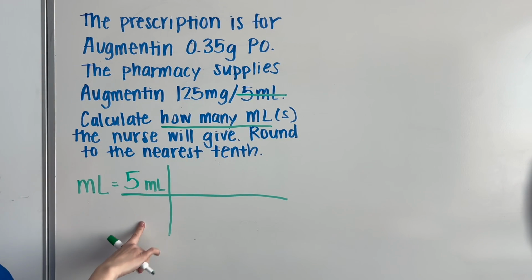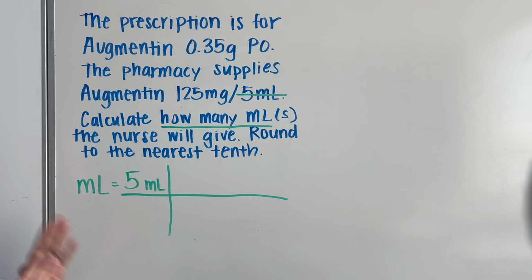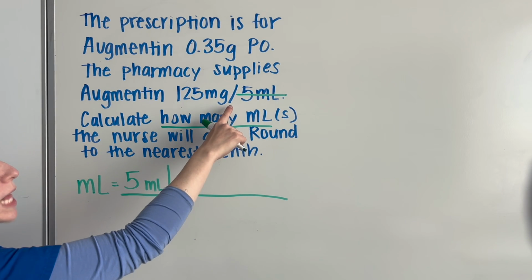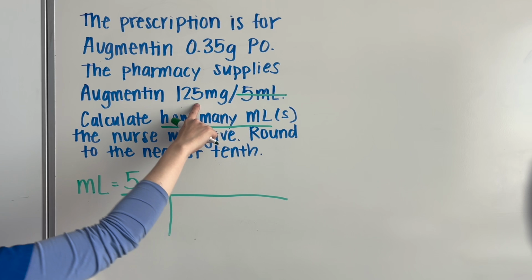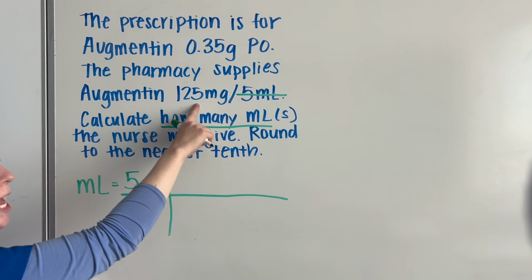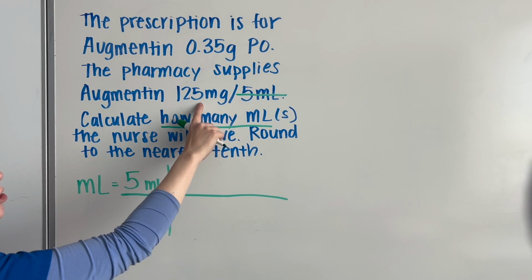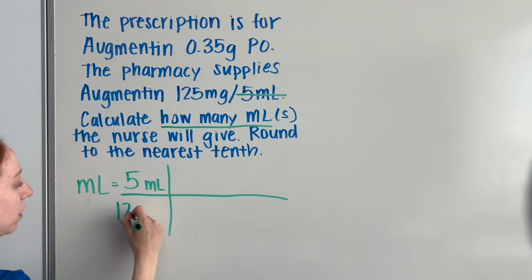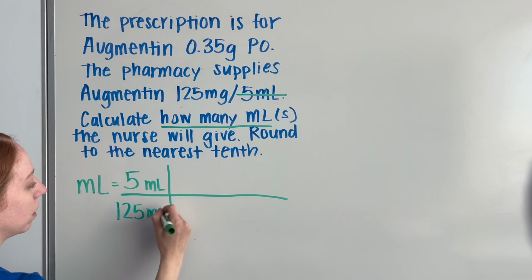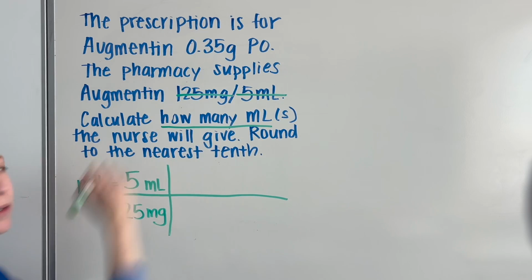Okay, underneath in the box below, I need to add in the sister or partner to 5 mLs, meaning what number goes with this value. A lot of times we can identify the sister or partner when we see a slash, the word per, or the word in. I see right here a slash that was with my 5 mLs, so this right here is the sister or partner, and I'm going to put that in my bottom box, 125 milligrams. Okay, that goes right there.